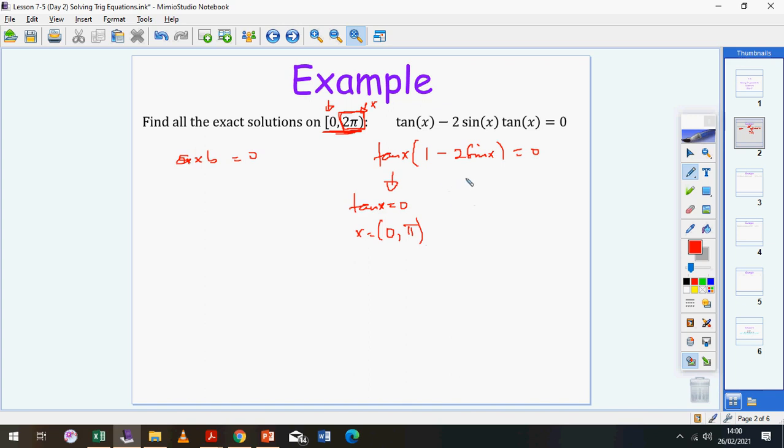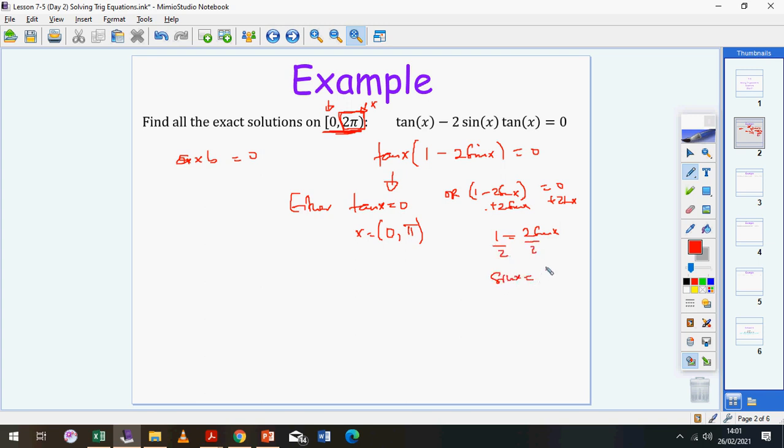Next, because I said either tan x is equal to 0, or 1 minus 2 sin x is equal to 0. If that's equal to 0, that means add 2 sin x to both sides. So 1 is equal to 2 sin x. That means divide by 2, sine of x is equal to half.